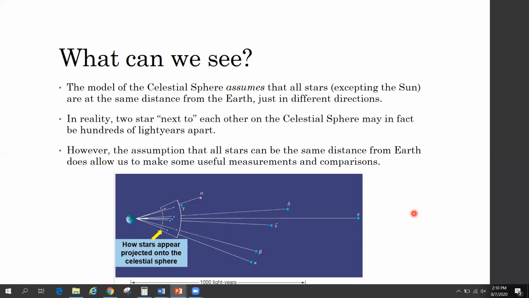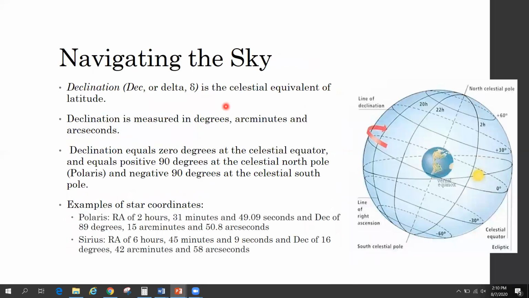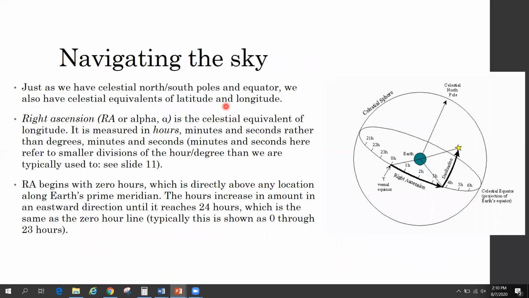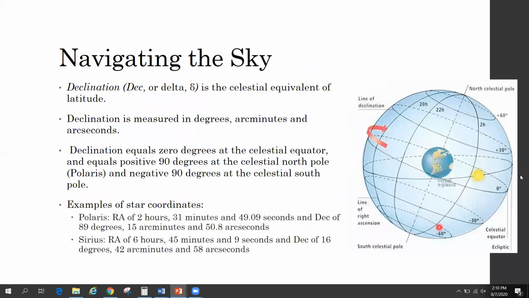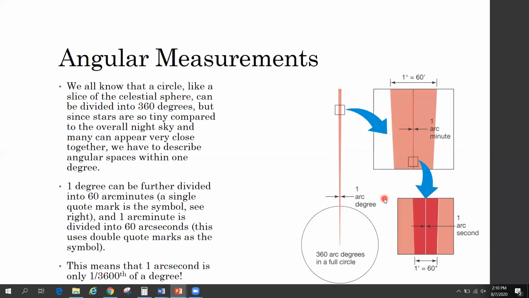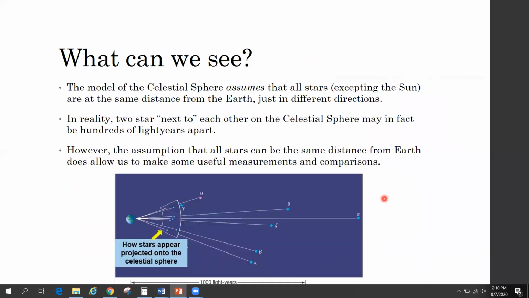All right, so another thing here, what is it we can see exactly in the night sky? The model of the celestial sphere makes an assumption, and this is not true, but it makes an assumption that all stars, except of course the sun, are at the same distance from the Earth, just in different locations, or different directions, excuse me. So again, if you can imagine, on this diagram here, this blue surface being dotted with all the stars, again, except for the sun. Of course, in this diagram, they've even aligned the sun to it as well. That's, mentally, the idea of the celestial sphere.